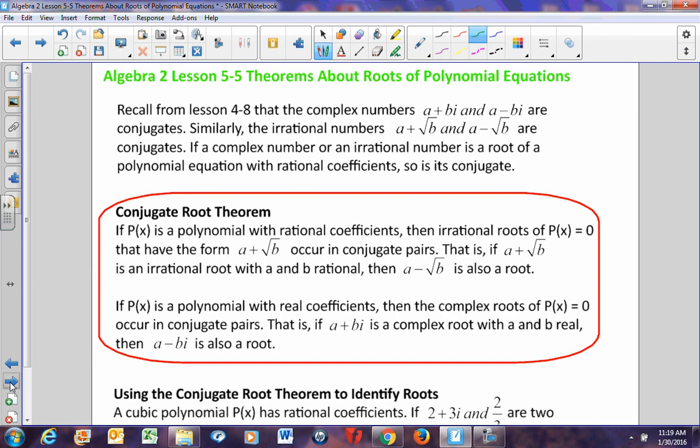Okay, recall from lesson 4.8 when we talked about complex numbers, that the numbers a plus bi and a minus bi are conjugates. Similarly, the irrational numbers a plus the square root of b and a minus the square root of b are also conjugates. If a complex number or an irrational number is a root of a polynomial equation with rational coefficients, then so must its conjugate be a root. So basically that gives us a conjugate root theorem.